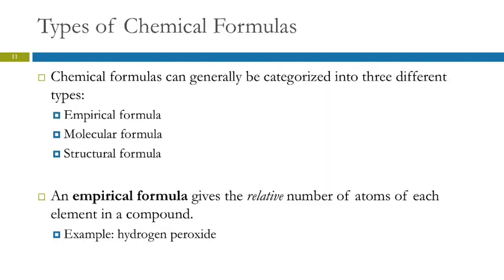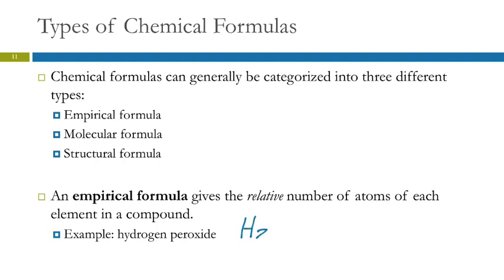So there are different types of chemical formulas. Empirical, molecular, and structural formulas. Empirical is a word that means from experiment or from experience. So an empirical formula tells us the relative number of atoms of each element in a compound. It doesn't tell us the number in a molecule, it tells us the lowest ratio. And it comes from experiment, and we're going to actually do an experiment where we determine the empirical formula of a compound.